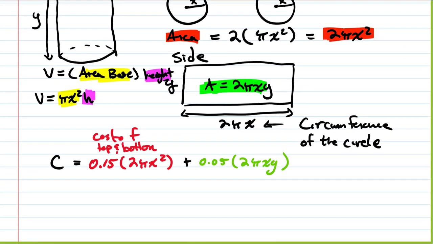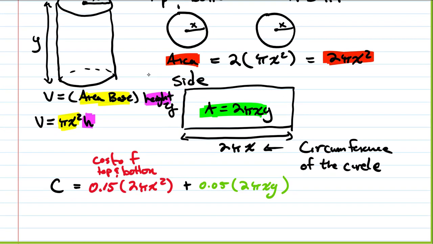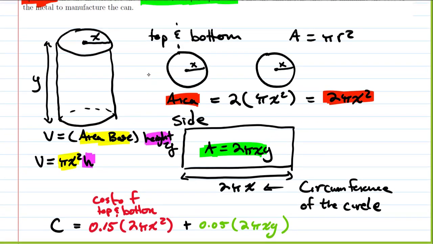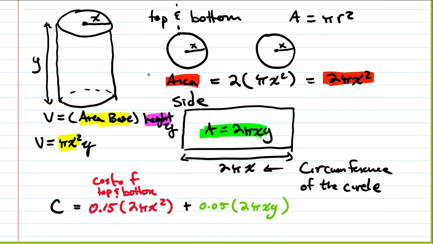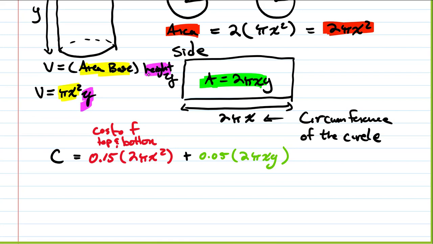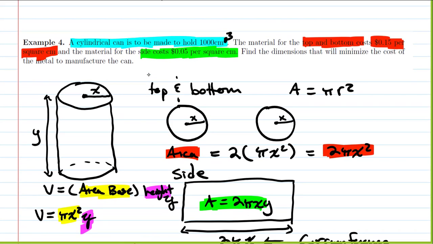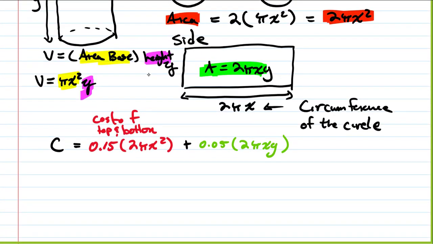And we know that our volume V has to be 1,000. I think the height is supposed to be y, right? Oh yeah, y. Thank you. Of course. We would have found out in 1 second. So we have 1,000 is equal to pi x squared y. And that's going to be our constraint.